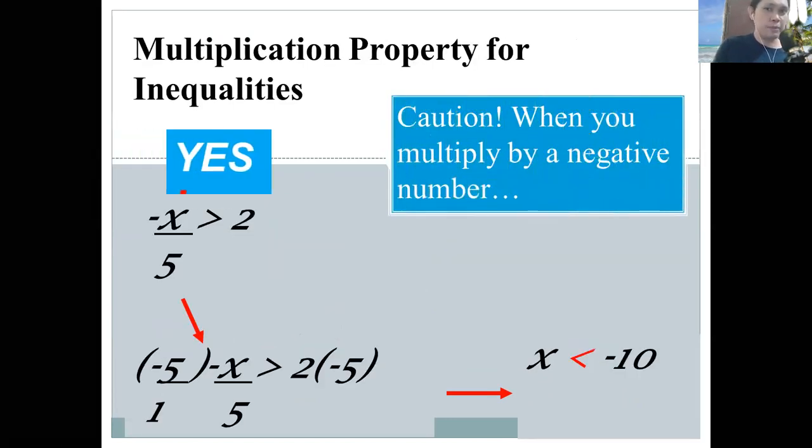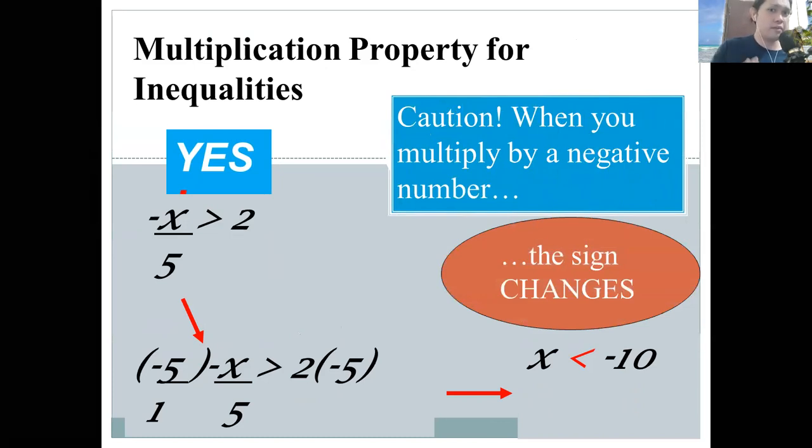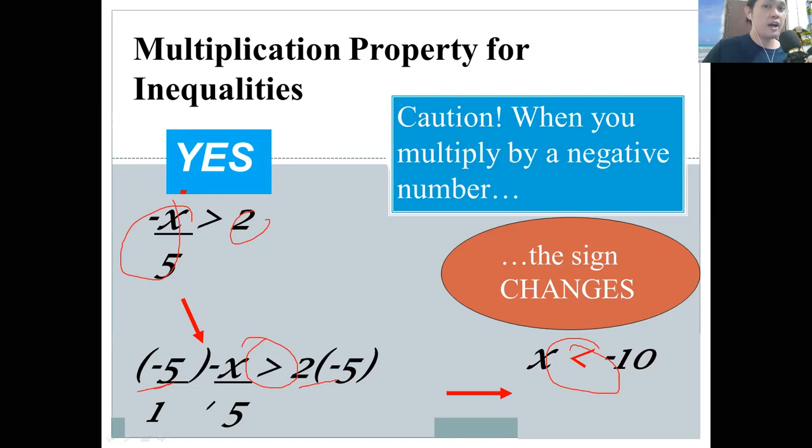Next, multiplication property for inequalities. When you multiply by a negative number, as you can see in the given, negative x over 5 greater than 2, what will we do in here? We multiply both sides of the inequality by negative 5, and that turns into x is less than negative 10. Why less than from greater than? Because we multiply both sides of the inequality by a negative. So the sign changes into less than. So easy, diba? So now let's proceed.